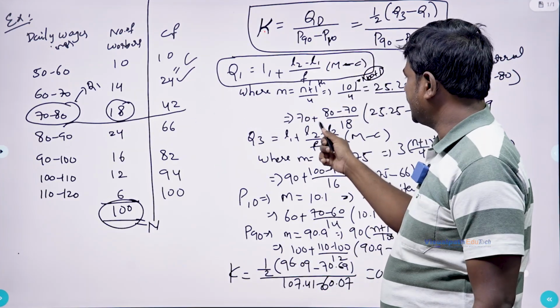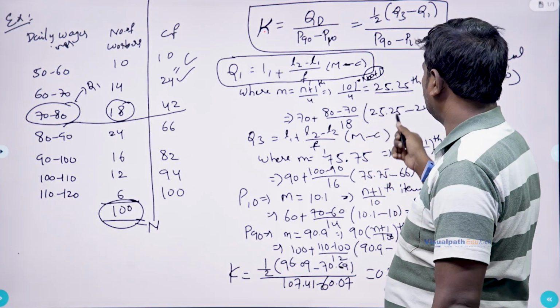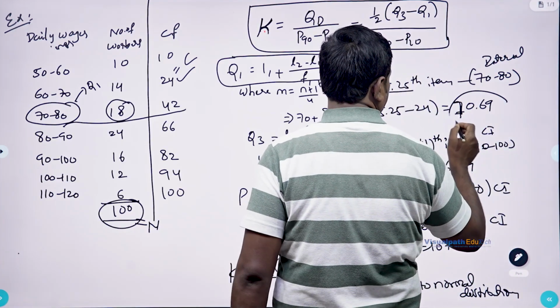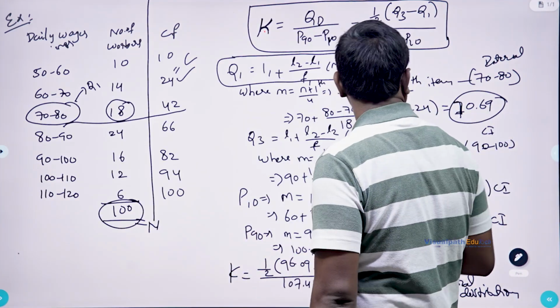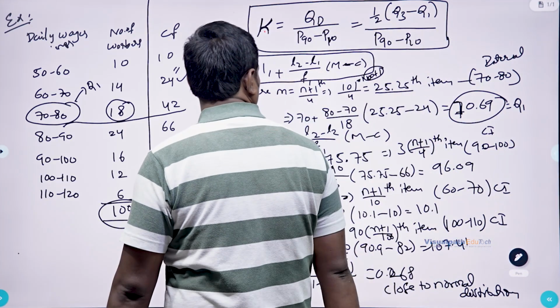That is 70 plus (80 minus 70) by 18 into (25.25 minus 24). Then the value will be 70.69, that is equal to Q1. Q1 is equal to 70.69.